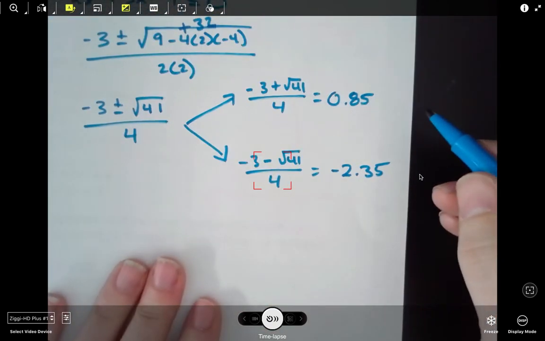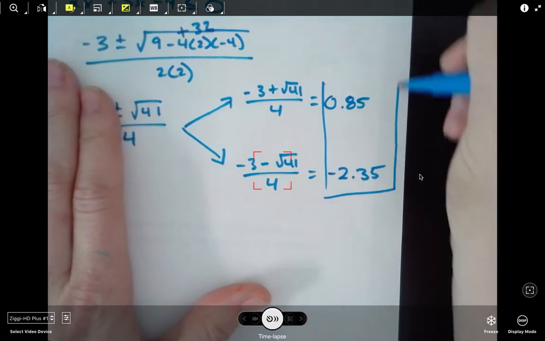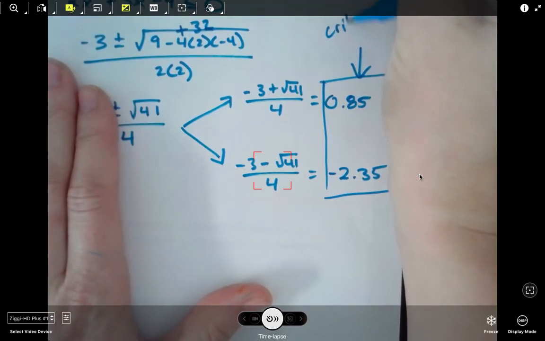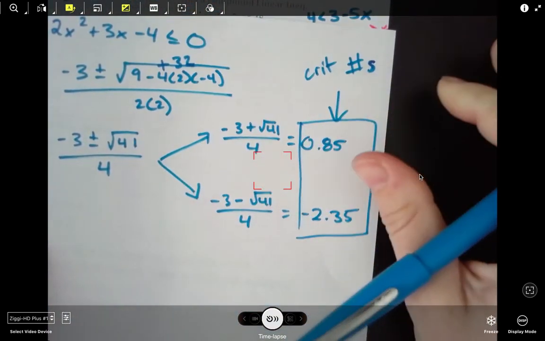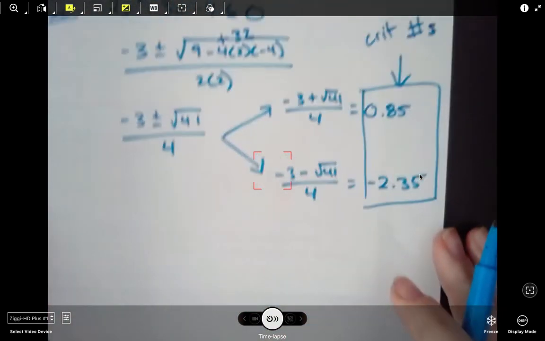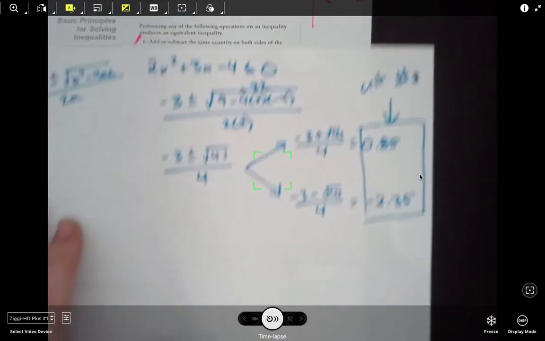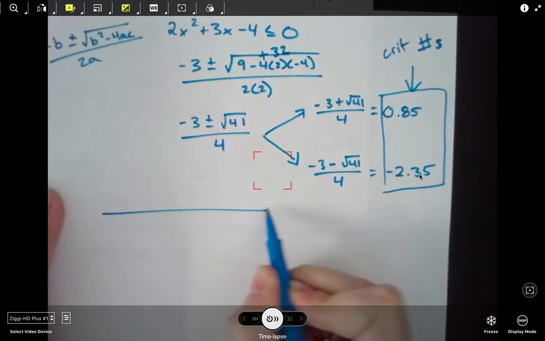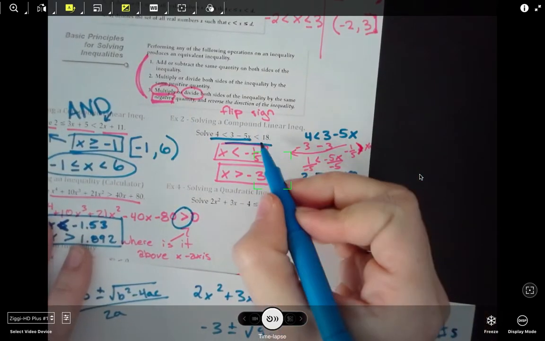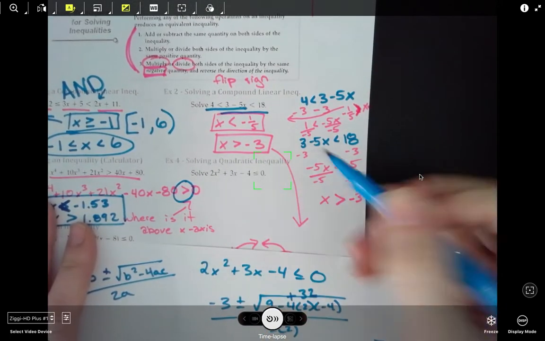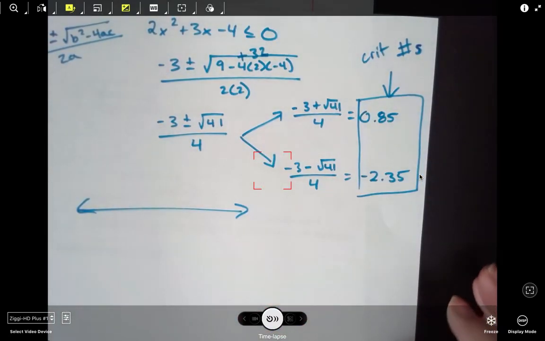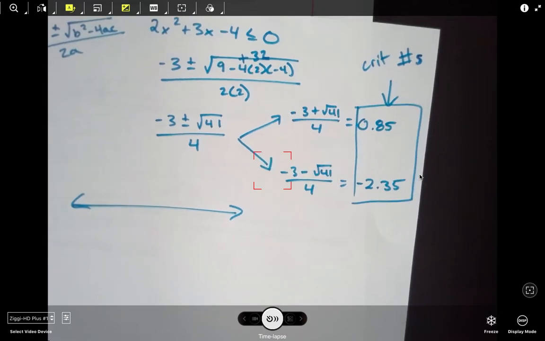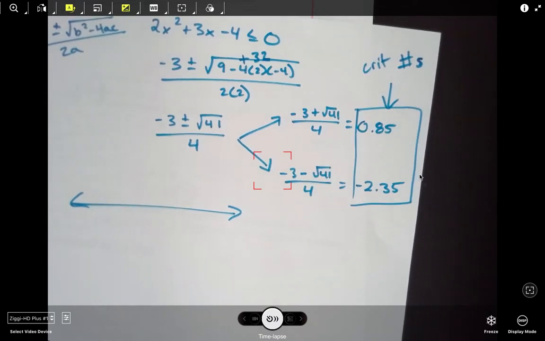I call these two guys here critical numbers. Jamie and Colby, you're going to know what I'm talking about with critical numbers, because that's what we call them in calculus. At least I hope you know what I'm talking about. I have no idea what my symbol looks like now, like x greater than 0.85, is x less than negative 2.35, whatever. So I have completely lost what direction my sign should be flipped.